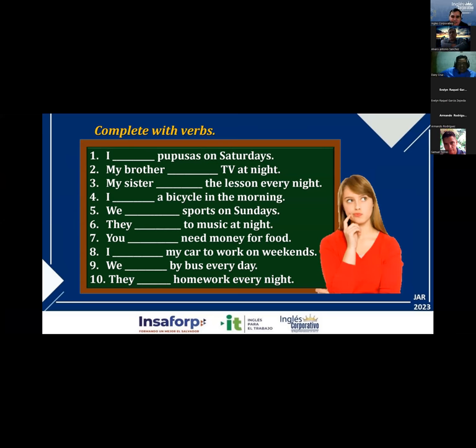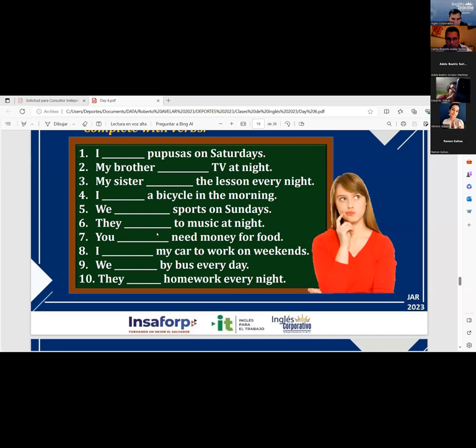I buy pupusas on Saturdays. Number two would be: My brother watches TV at night. Finish, right? Excellent. Yes. Let me check number 2.